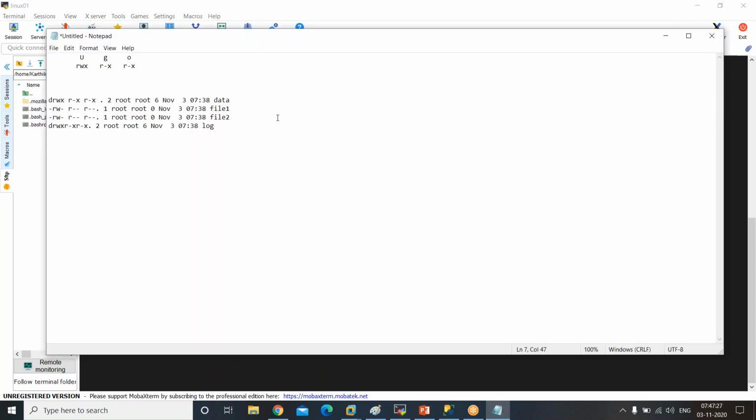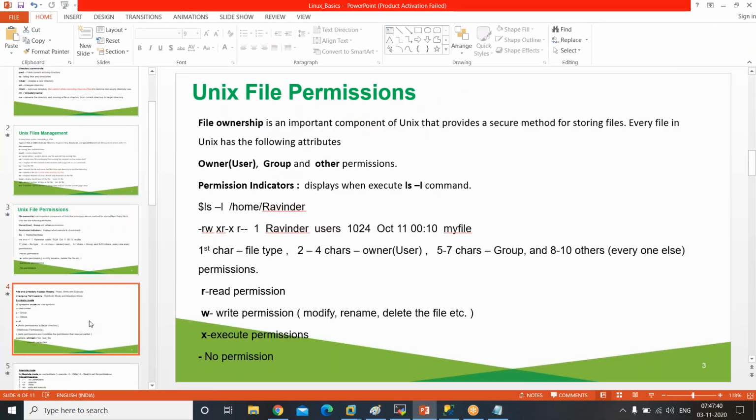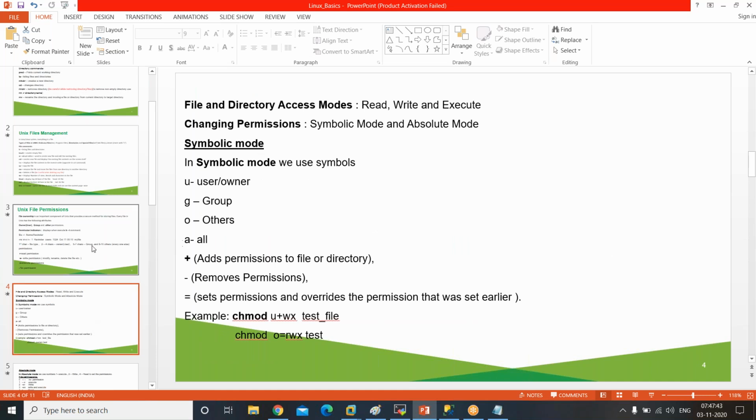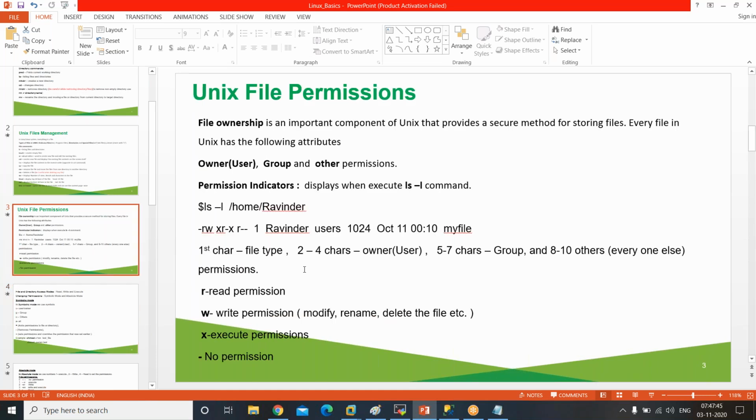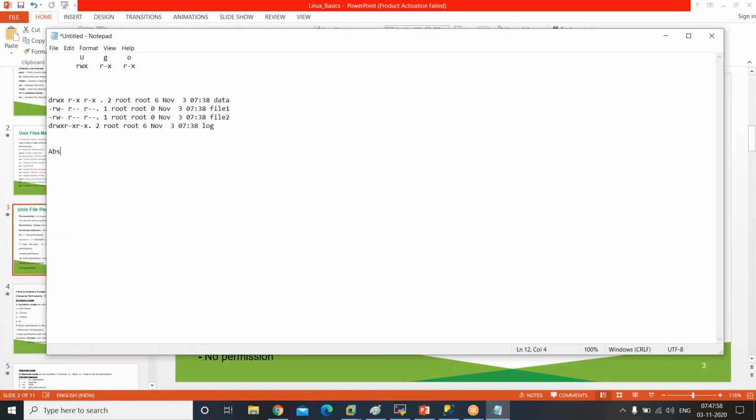So let me tell you this thing again. There are symbolic mode permission assignment and absolute mode file permission assignment. We have two types basically. I'm going to explain that anyway. Symbolic mode, and here you have numeric values we can give. So file permissions: absolute mode and symbolic mode, we'll call it. First, absolute mode. Let's talk. This is tough basically to understand. You have to remember this, then only you can understand.